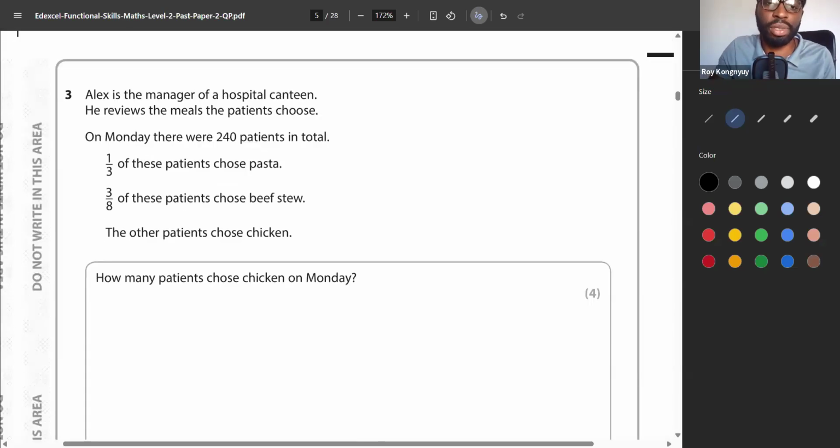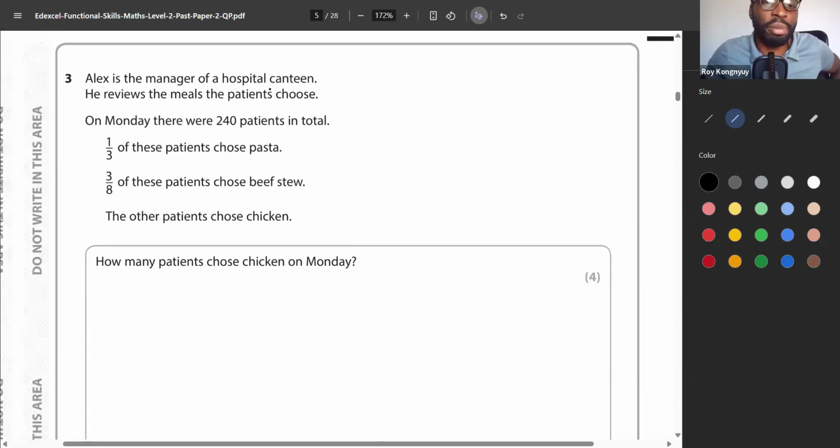Alex is the manager of a hospital canteen. He reviews the meals the patients choose. On Monday, there are 240 patients in total. A third of them chose pasta. 3/8 chose beef stew. The others chose chicken. Okay, how many chose chicken on Monday?